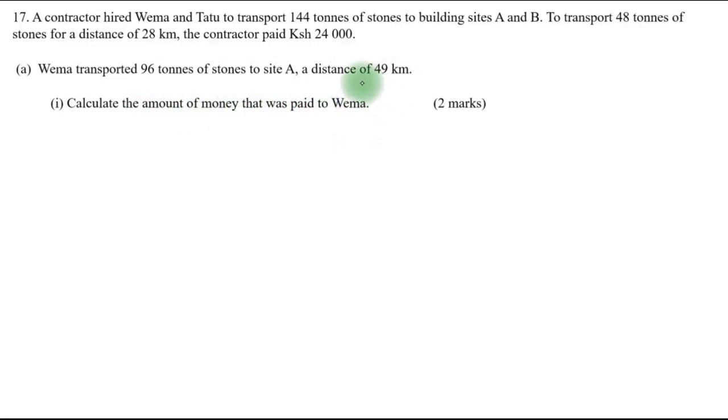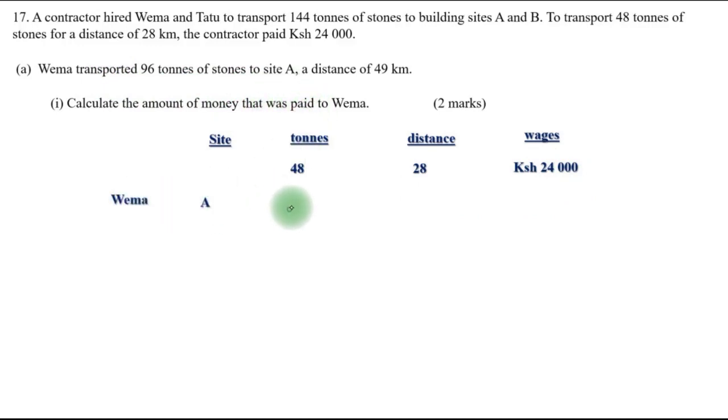So in our case here we have the site, then the quantity in tons, and then the distance covered and the payment or the wages. So to transport 48 tons for a distance of 28 kilometers, the contractor paid 24,000 shillings. So Wema transported 96 tons to site A, and he covered a distance of 49 kilometers. So what was the amount that he was paid?